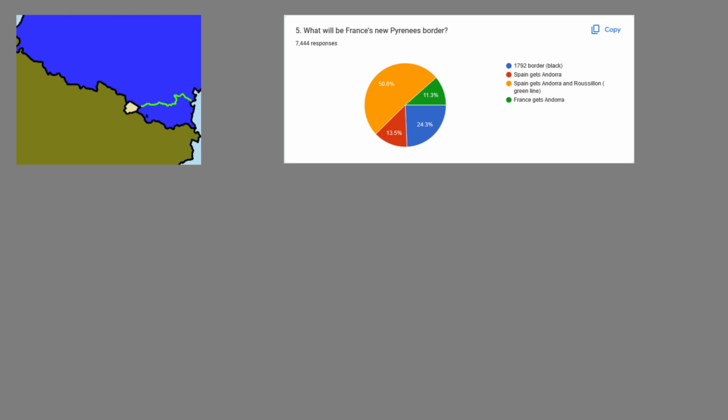Interestingly, the southern border of France had the most surprising outcome, where a slim majority of you guys voted to apparently compensate Spain by giving them full control of the French region of Roussillon as well as Andorra. Andorra had historically been co-ruled by the heads of state for France and Spain, so in this case, Spain just decides from now on it's fully theirs.